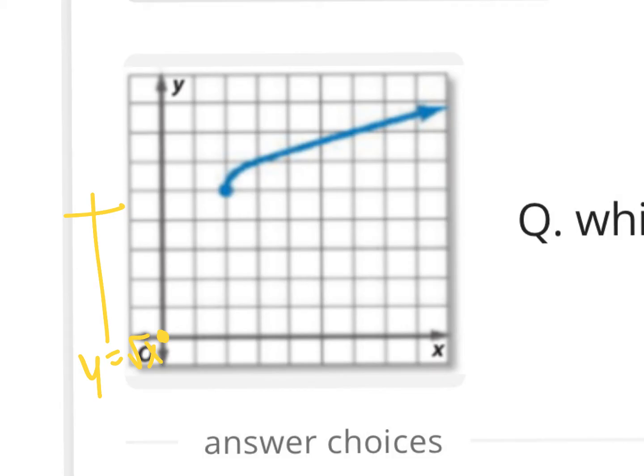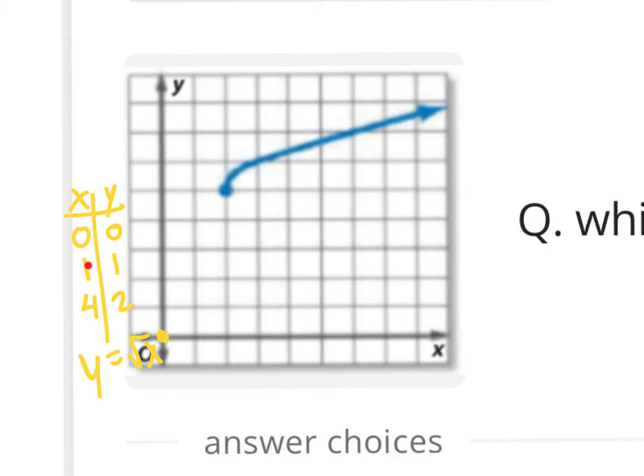And if we did make a table for the parent graph, the square root of 0 is 0. The square root of 1 is 1. The square root of 4 is 2. Now, why didn't I plug in 2 or 3? Because square root of 2 is ugly. It's a crazy decimal. Square root of 3 is a crazy decimal. Square root of 4 is nice and neat. And remember, I could plug in any numbers I want. So I plugged in 0 because the square root of 0 is 0. The square root of 1 is 1. The square root of 4 is 2. So these are actual coordinates.